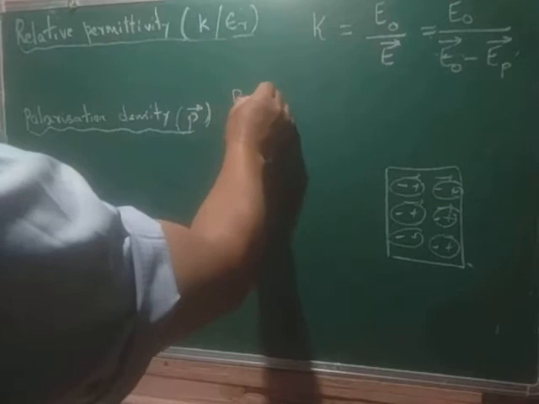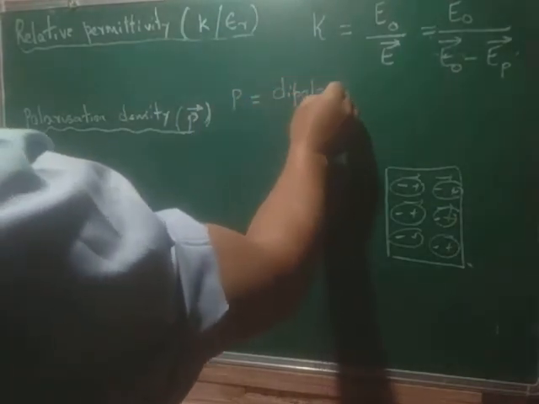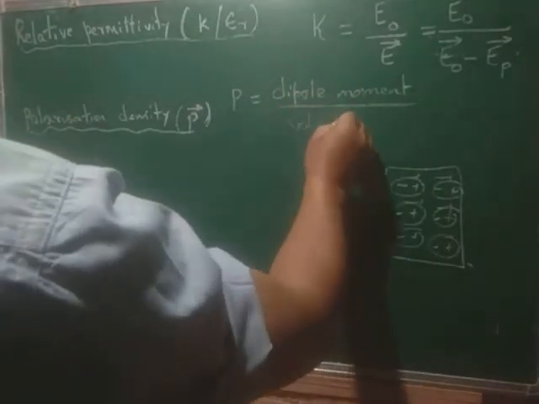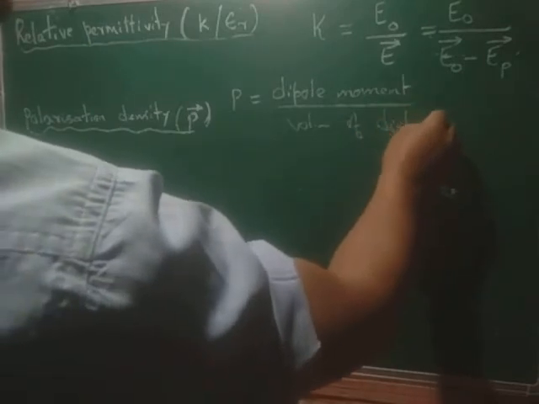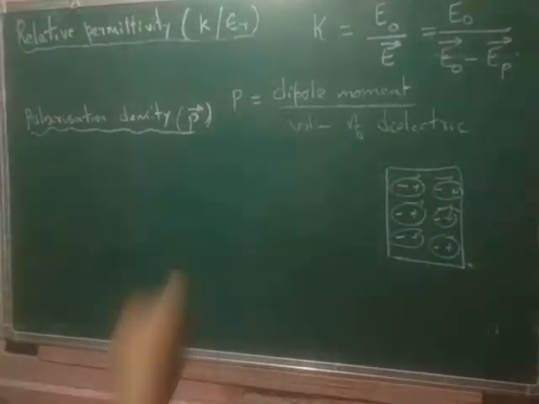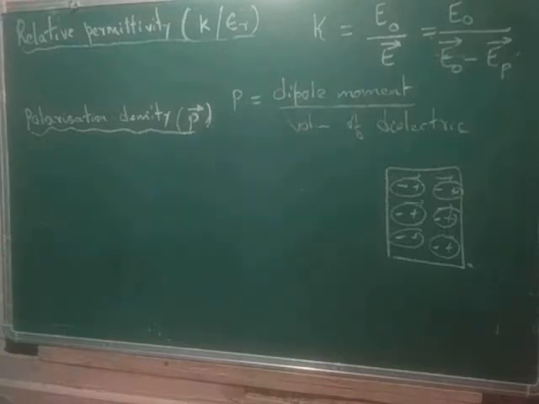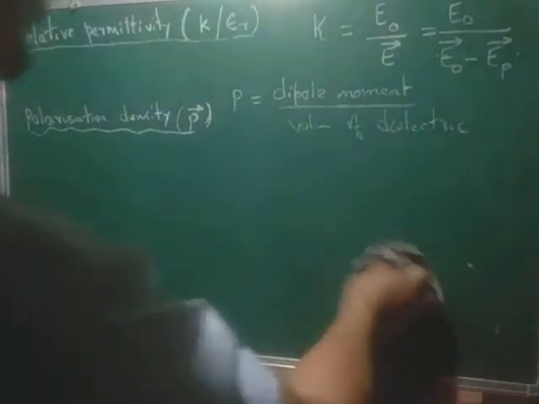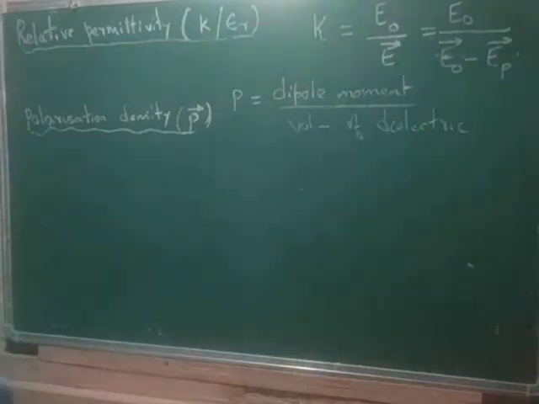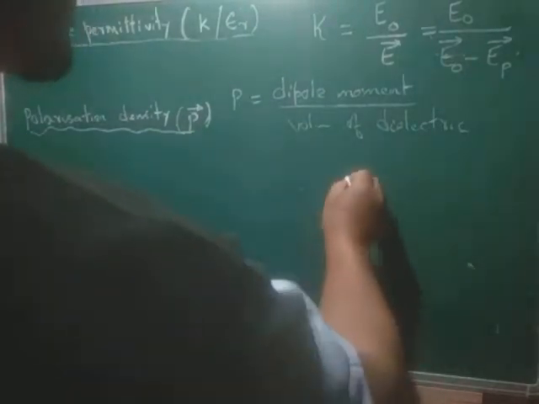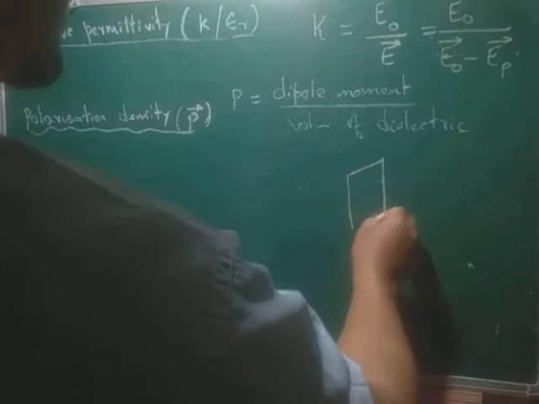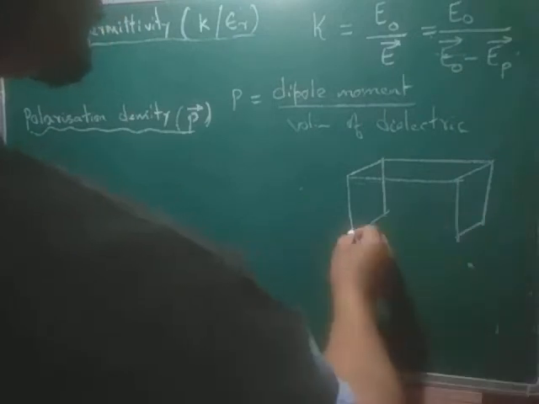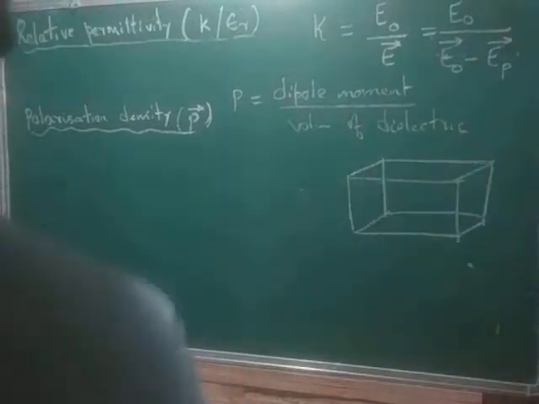So P is the dipole moment upon the volume of the dielectric. This is the formula for the polarization density. Now I will further explain polarization density in this way. Suppose this is my dielectric, which is in the form of a cube.